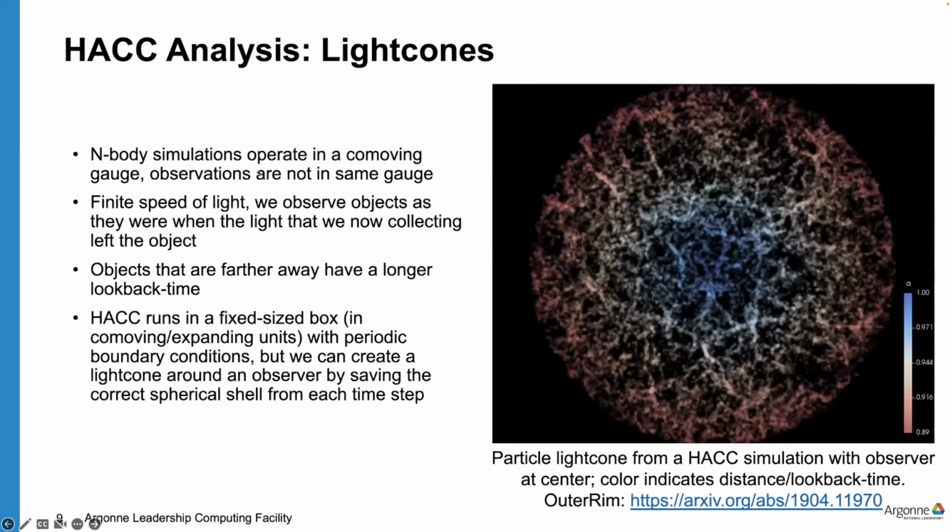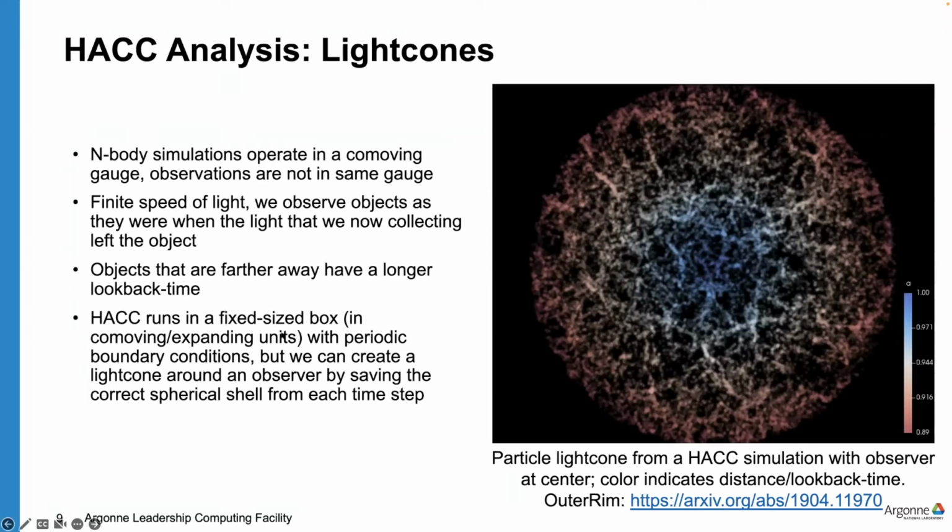Another data product that comes out of the simulation are these halo light cones, or light cones. This is a particle light cone. So we can simulate what an observer inside the simulation would see. Because the speed of light is finite, as we look at objects that are farther away, they appear as they did further back in time.